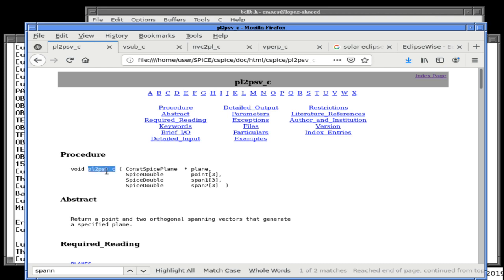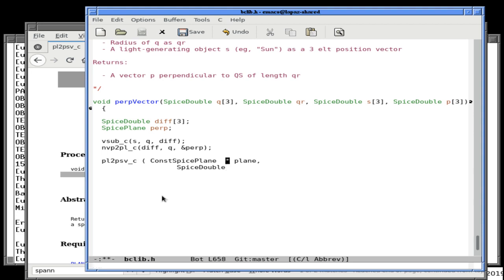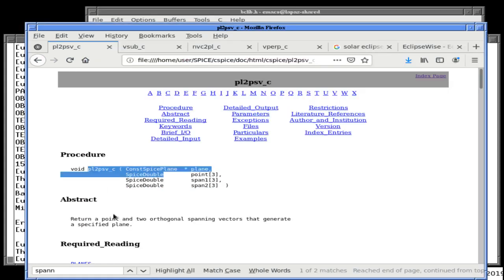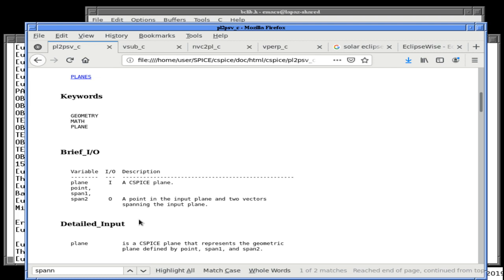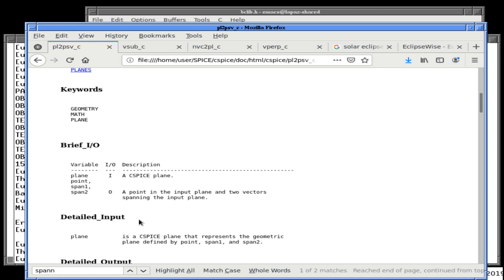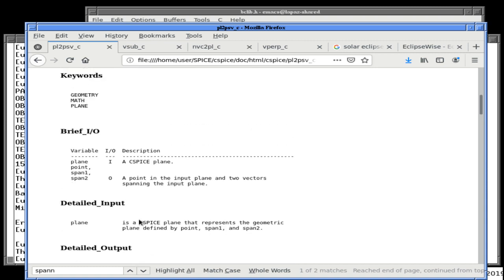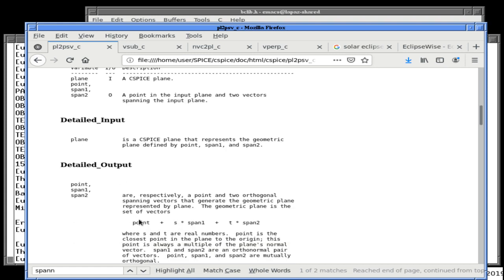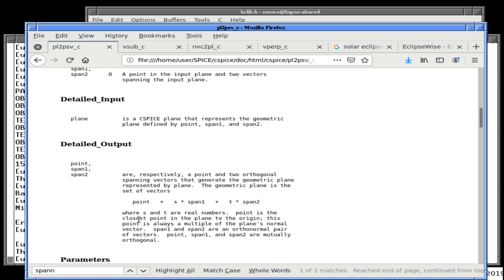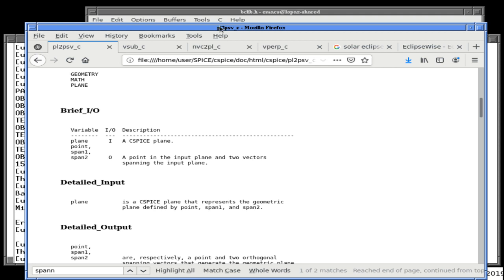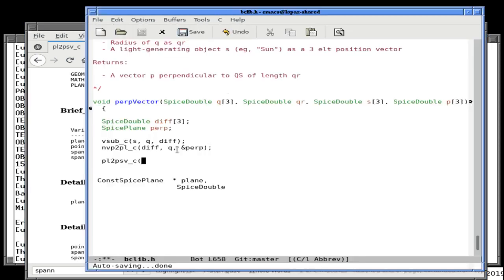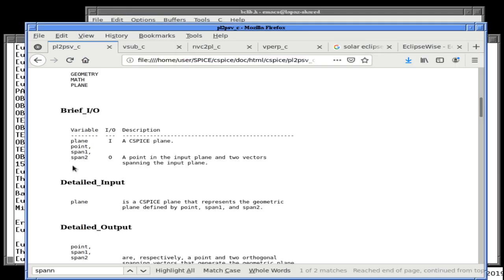I'm almost sure the spanning vectors are going to be, let's see. Point. Okay, and it's going to give us one input, which is the... we need a point also. A point in the input plane. Hang on. Right, the detailed output is going to be giving us, and we don't actually care about the point, we just want the spanning vectors. Two orthogonal spanning vectors that generate the geometric plane represented by plane. And I think the reason we don't care about point here is because it's going to be the point we pass, because we use Q as the point to pass in. We're going to get Q back out. I mean, we can look at that, but I think that's what's going to happen.